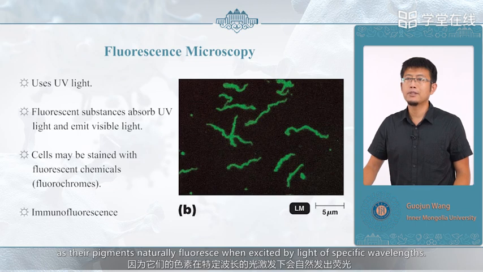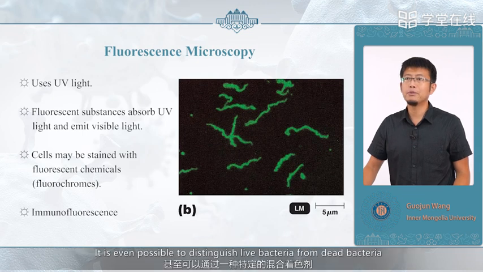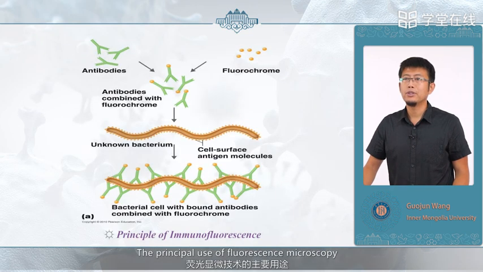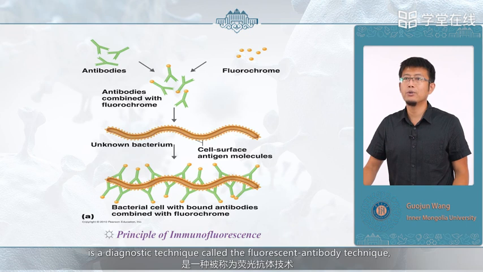Their pigments naturally fluoresce when excited by light of a specific wavelength. It is even possible to distinguish live bacteria from dead bacteria by the color they fluoresce after treatment with a specific mixture of stains. The principal use of fluorescence microscopy is the diagnostic technique called the fluorescent antibody technique, or immunofluorescence.